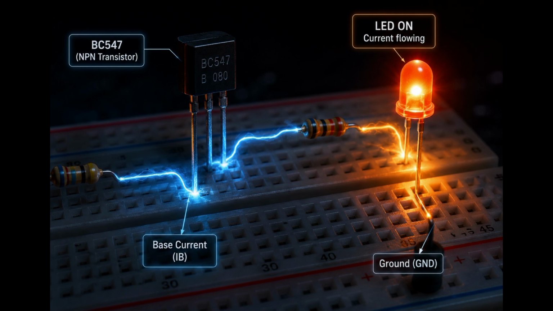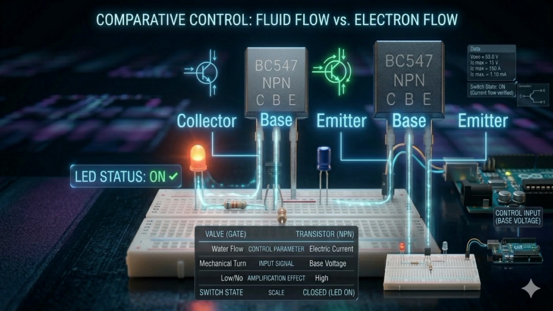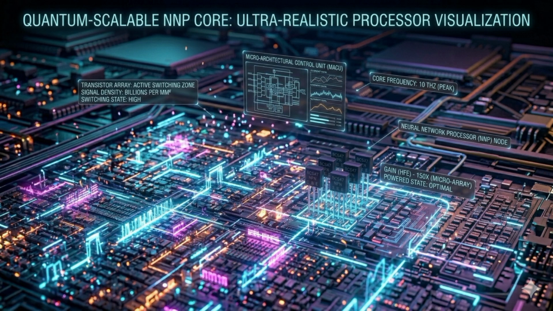A transistor is a tiny electronic component used to control electricity. Think of it as a smart electronic switch. It can turn devices on and off automatically. But that's not all. It can also amplify signals, meaning it can make weak electrical signals stronger. This small component is the foundation of modern electronics. Without transistors, modern computers, smartphones, gaming consoles, and the internet would not exist.